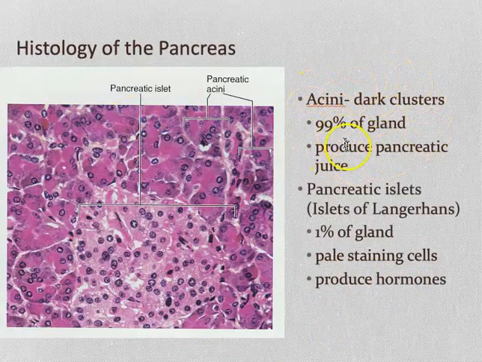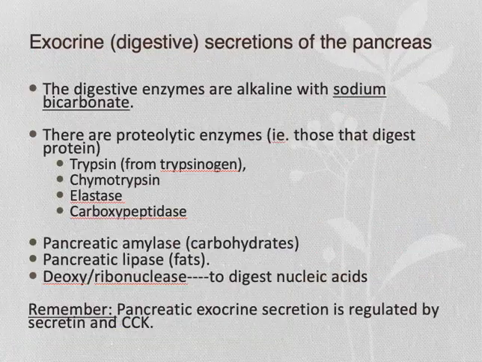Vast majority of the pancreas will be producing digestive enzymes, so all of these cells here. Only about 1% are these pancreatic islets. You'll see this in lab as well. These are the ones that are producing hormones. And we'll talk more about those hormones, especially as we get into the endocrine system.